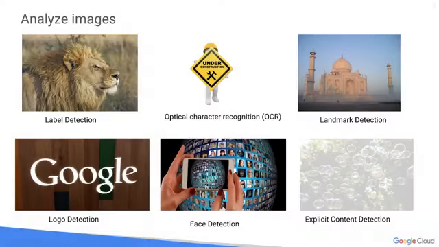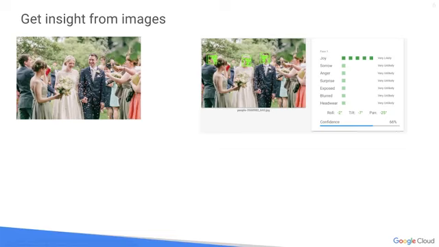The Vision API can categorize objects under labels and perform optical character recognition, or OCR. The Vision API can detect landmarks, logos, faces, and explicit content. For example, Vision API can analyze faces and return information about the emotions and headwear. In the wedding picture, the API accurately returns the emotional expressions on the faces in the picture, and it says that it's highly likely that the expression is one of joy.